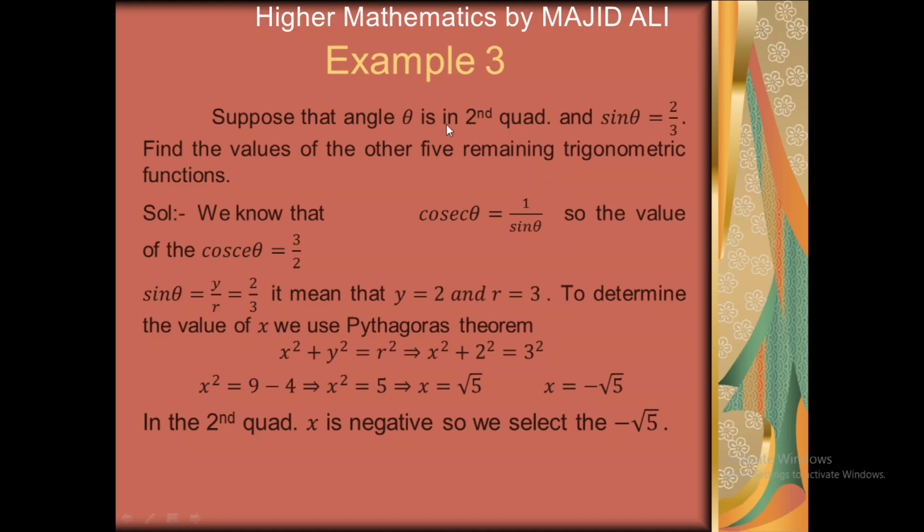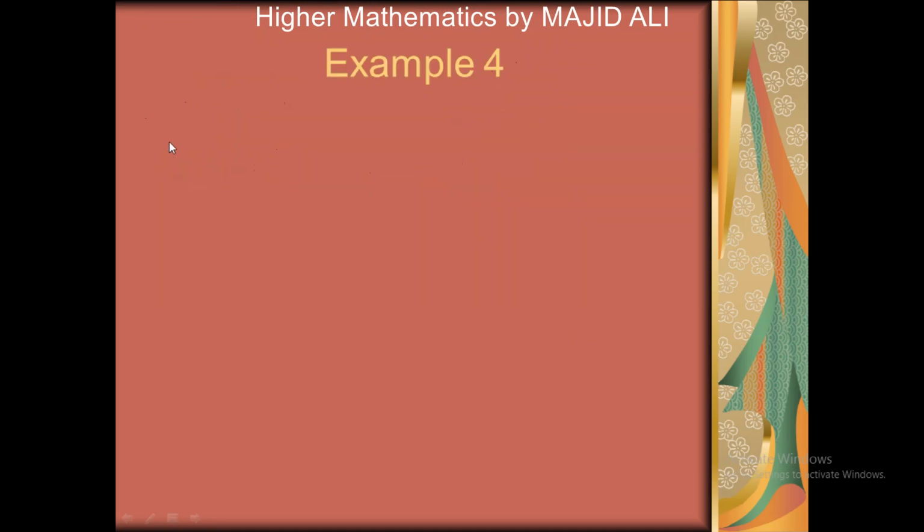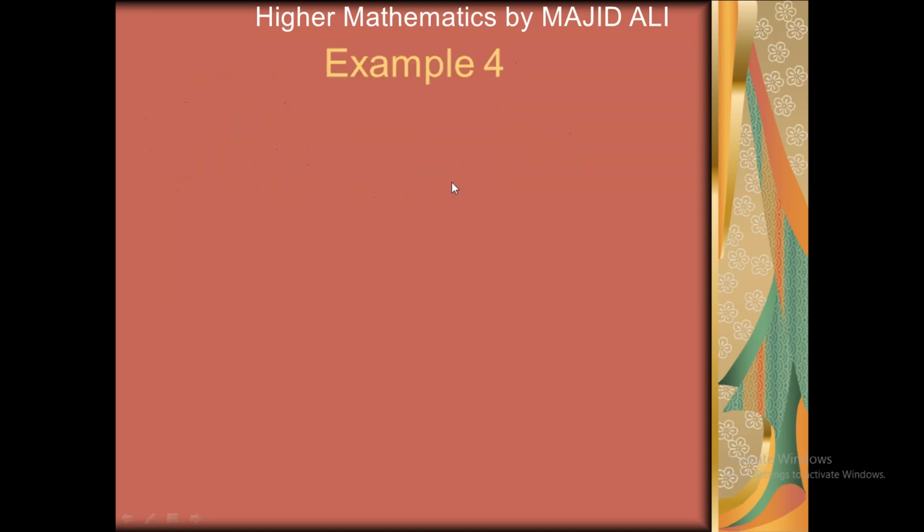Here in the given condition the angle is in the second quadrant. In the second quadrant x is negative, so we select x equal to minus square root 5. While substituting the values, we know that cos is equal to x over r, which is minus square root 5 over 3, and the reciprocal identity of cos is secant, r over x, which is equal to 3 over minus square root 5. Tangent is y over x, we have y equal to 2 and the determined x is minus square root 5, so 2 over minus square root 5. By reciprocating the value of tangent, we get cot theta.